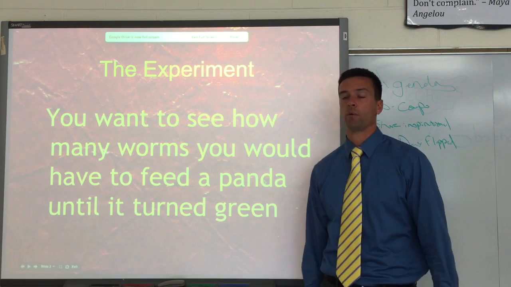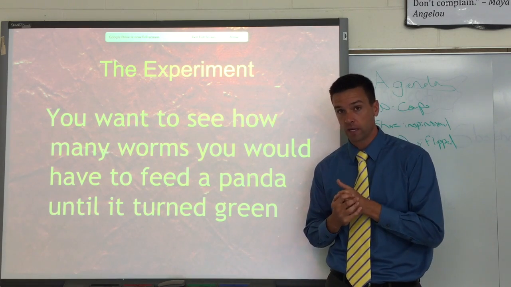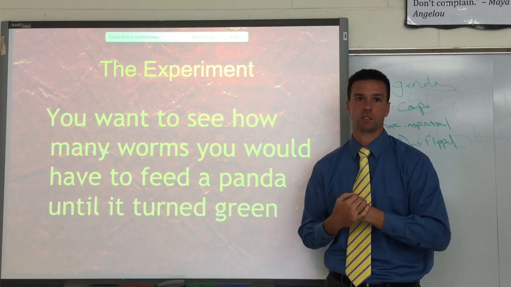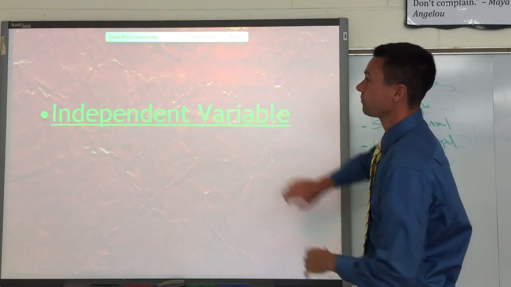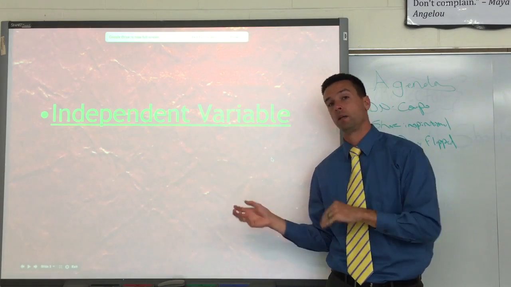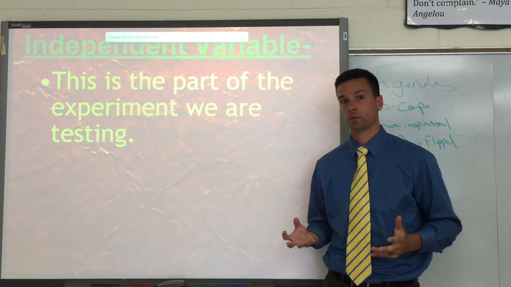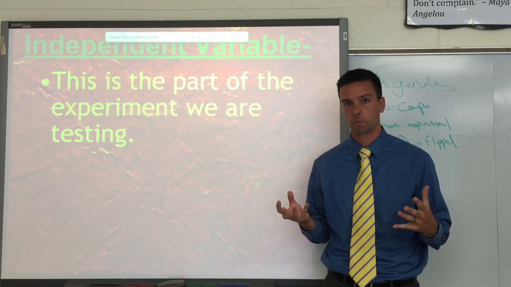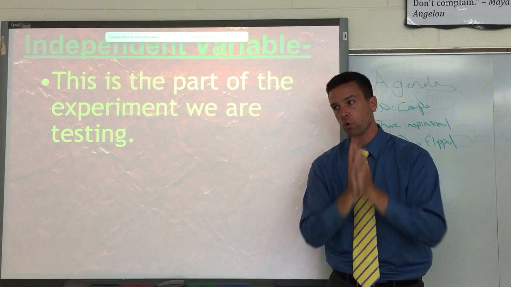So in our experiment right now, we want to know how many worms it takes to feed a panda before it turns green. I know it doesn't make sense, but we're going to go with it. So here's our experiment. Now, in the experiment, there's an independent variable. What an independent variable is, it's what we're testing out. It's what we're trying to figure out. It's what we're manipulating.